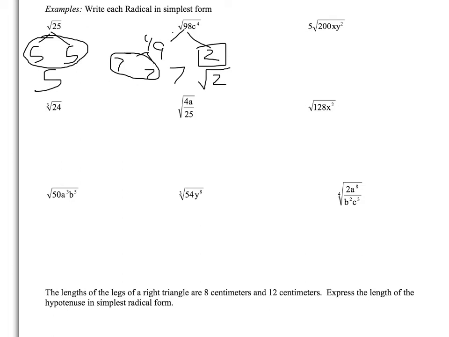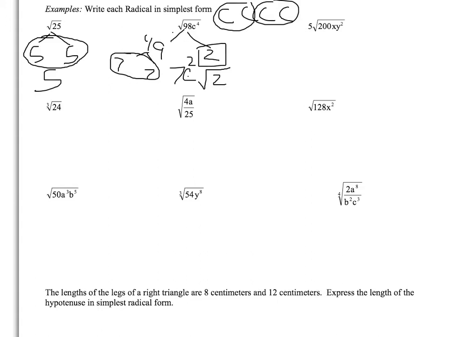For the c to the 4th power, that means you have 4 c's. Circle up your pairs of c's. You have 2 pairs of c's, so on the outside you need to show you have 2 pairs of c's. The way you show that is c squared. So 7c squared radical 2 is your answer there.